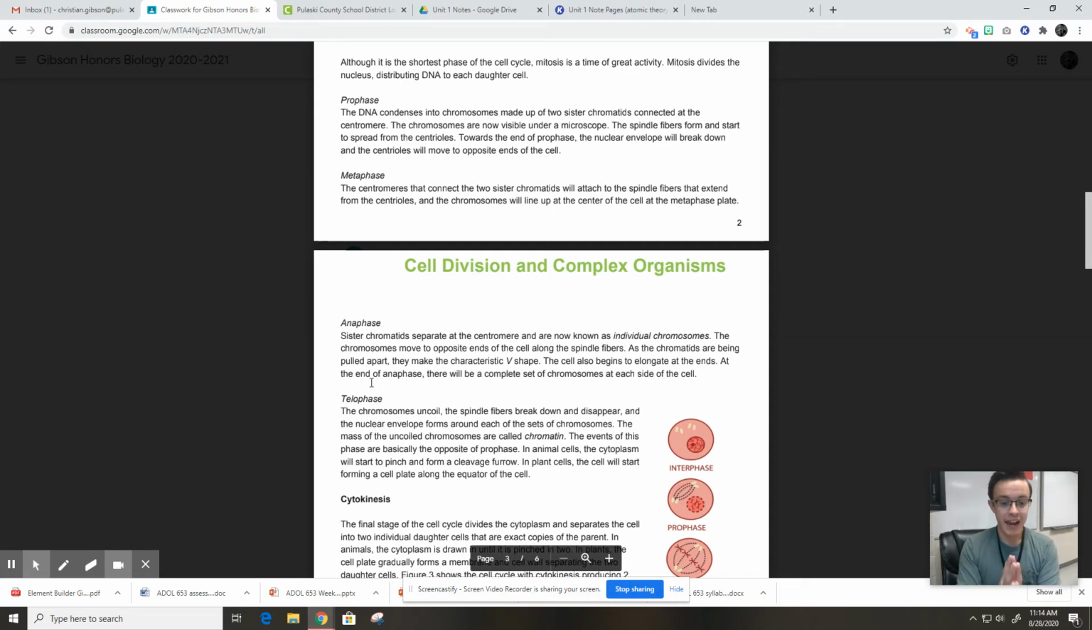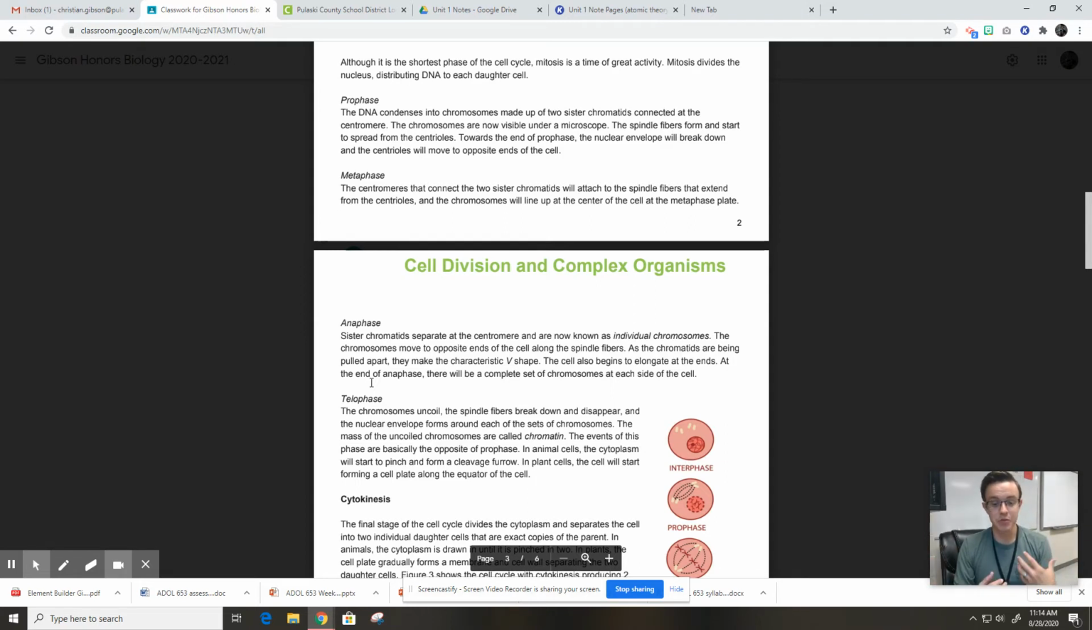Think about that. Anaphase is where the spindle fibers that are attached to the chromosomes that are lined up in the middle of the cell pull the chromosomes apart, pull them in half, so that half of the DNA goes to one side of the cell and half the DNA goes to the other side of the cell. Okay, there's a point for that.